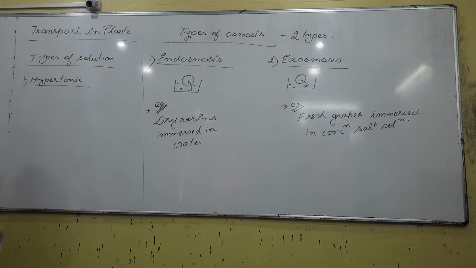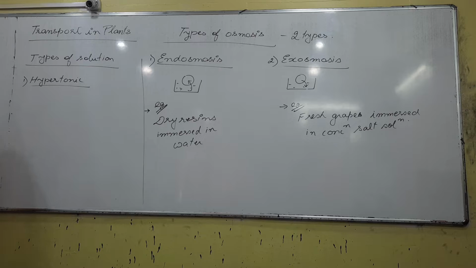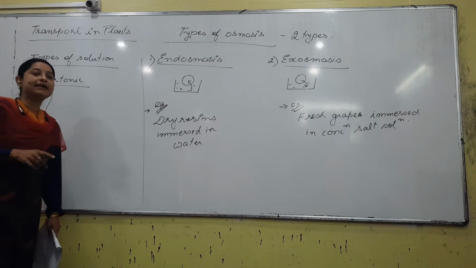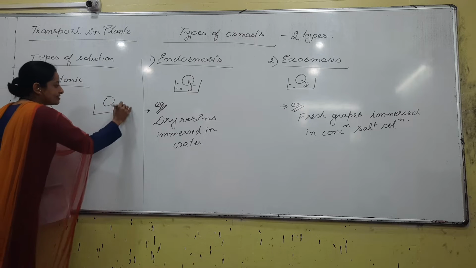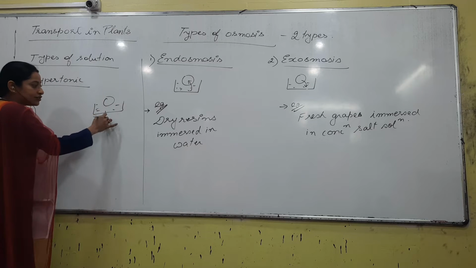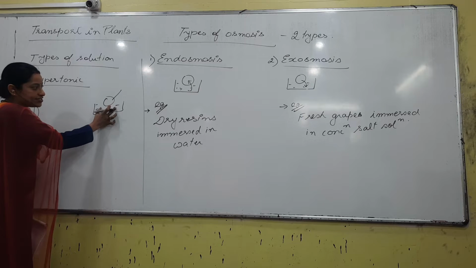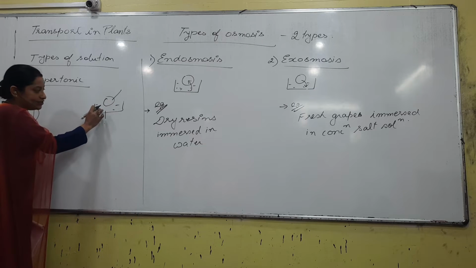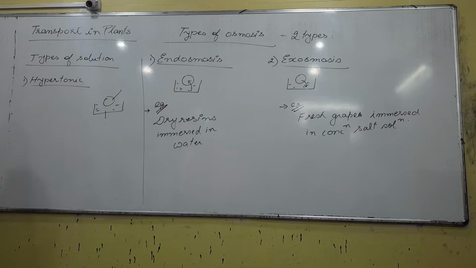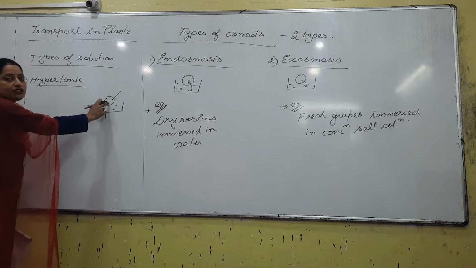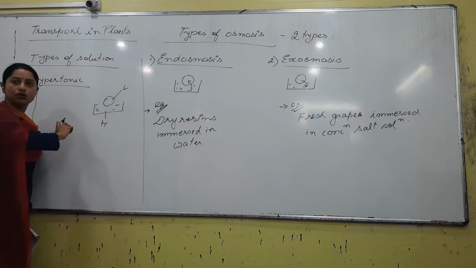Again, what is a hypertonic solution? A solution whose concentration is more than the cell sap is called hypertonic. Here there is a cell and here there is a solution. If the solution's concentration is higher than the concentration of the cell sap, then the cell sap is lower. Hyper means something that is more. More than what? More than the concentration of the cell sap. If this is highly concentrated, then obviously the other would be called low concentrated.